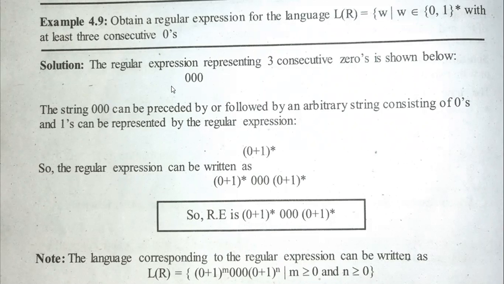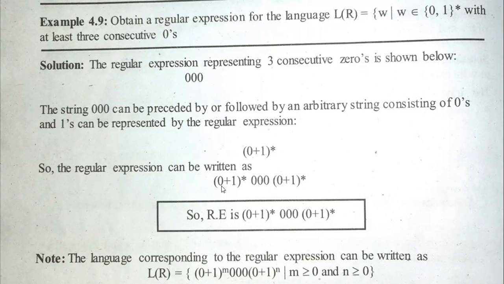So before this and after this, anything may happen, right? Here you may get something, here also you may get something. So how we define it is (0+1)* we write. Any number of 0s we may get, any number of 1s we may get. We don't have a restriction like at most only one set of 3 consecutive zeros should be available. That condition we don't have. So (0+1)* 000 (0+1)* we are writing.